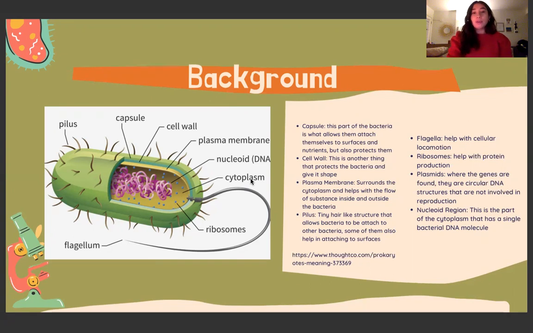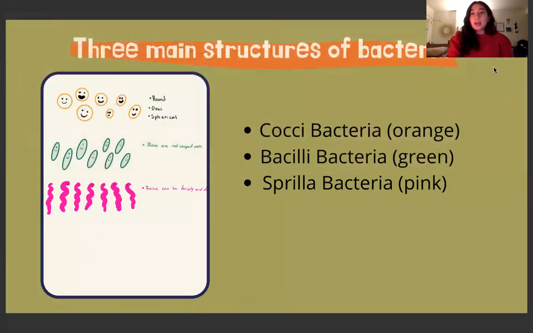And now we're going to go over the main shapes of bacteria. And so the first one is going to be cocci bacteria, and these typically are described as round, oval, spherical. Then you have bacilli bacteria, and these are going to be rod-shaped cells. And then you have spirilla bacteria, and those can be described as twisty. And those are the three main shape categories of bacteria.